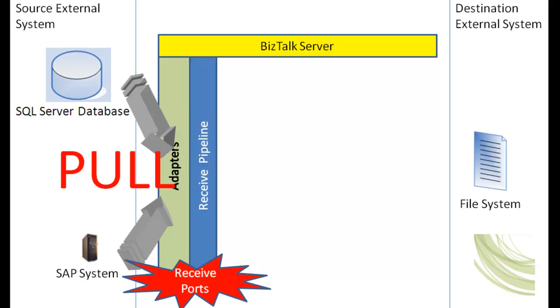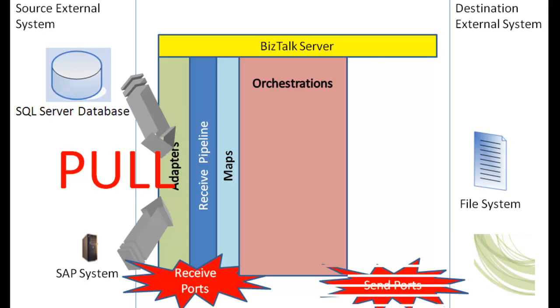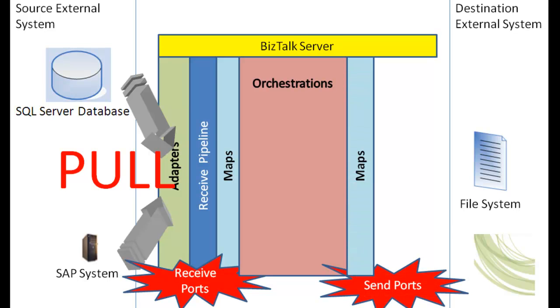I may configure some maps at the receive ports if I want to perform any transformation, any calculation on the incoming data. Once that is done, within orchestrations, I would implement some decision-making scenarios or business processes. After the data has been processed through the orchestrations, it is now ready to be sent to the destination system. So at the send ports, I'll configure maps. Maps why? If I want to perform any kind of transformation or conversion or mathematical calculations on the outgoing data, I will have to configure maps at the send ports.